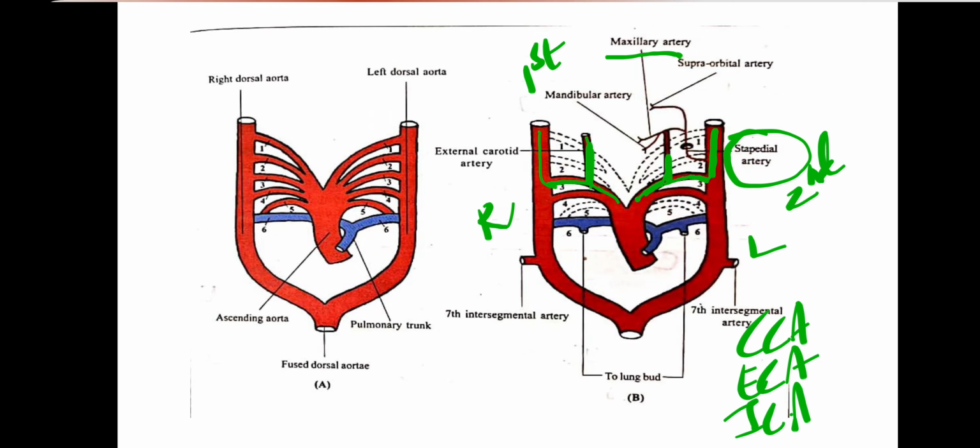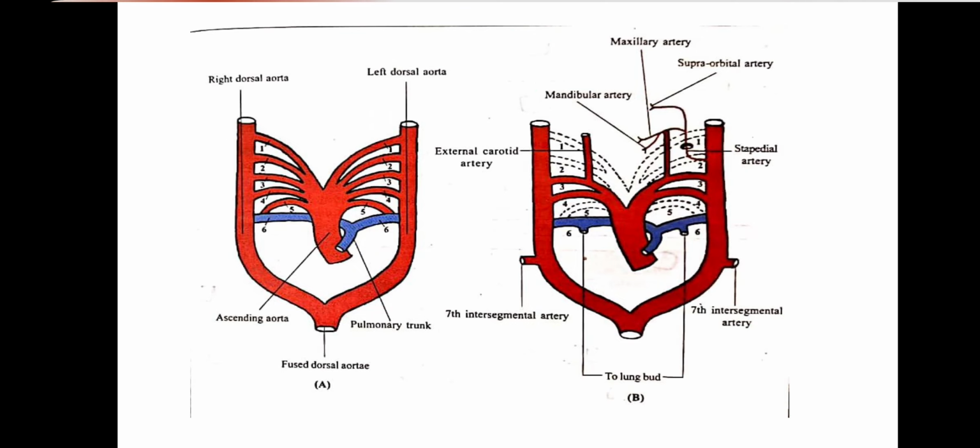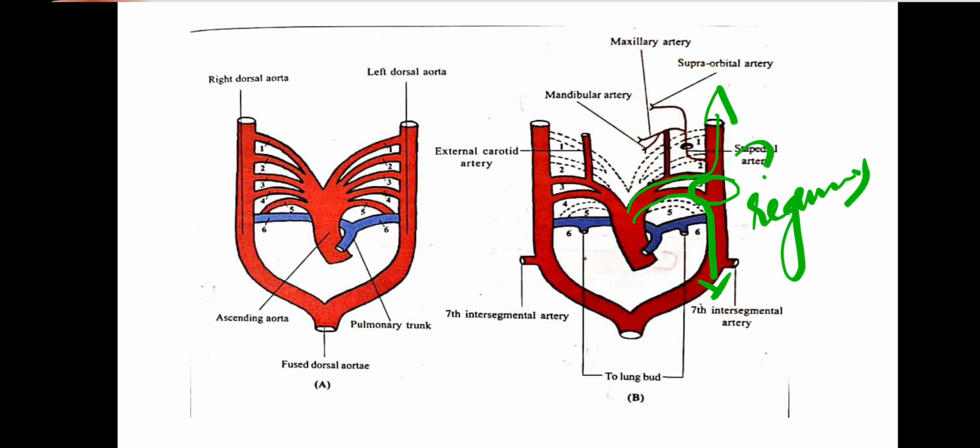Now the blood flow in the third arch is in the upward direction, and the blood flow in the fourth arch is in the downward direction. So the part of the dorsal aorta between the third and the fourth arch, which is called the ductus caroticus, regresses.